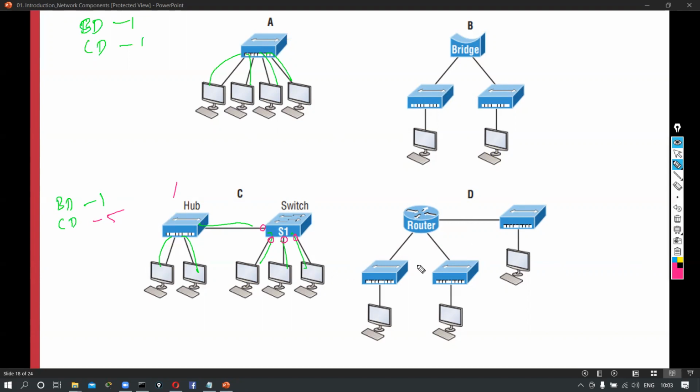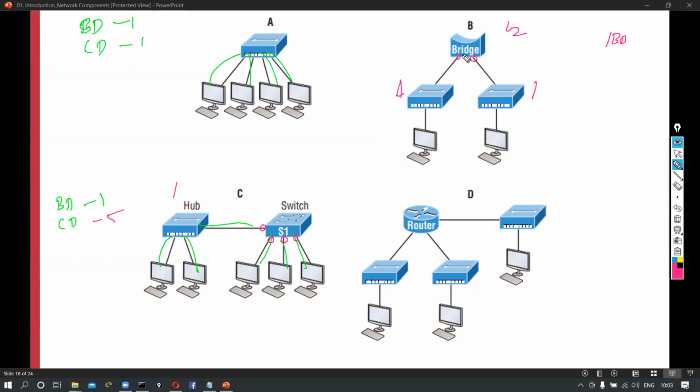Now, a bridge is also the same, like an L2 device, like a switch. Here a hub is there; it will do broadcast. A bridge is there; it will do broadcast, same like a switch. That means one broadcast domain. How many collision domains? The hub part is one broadcast and one collision domain.